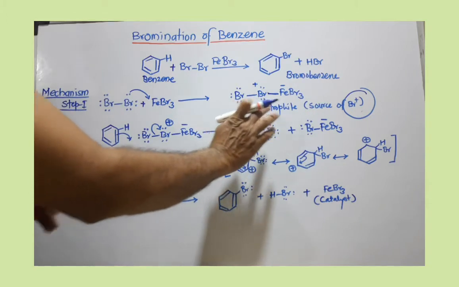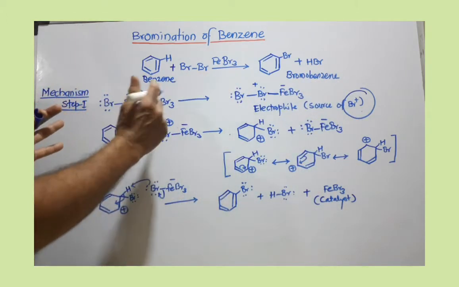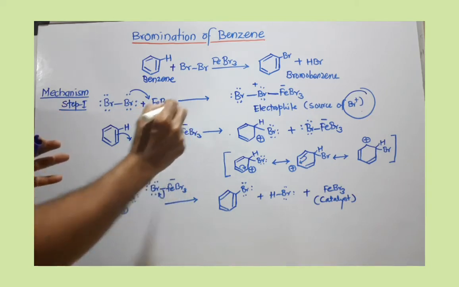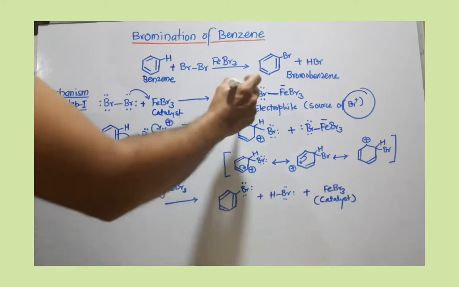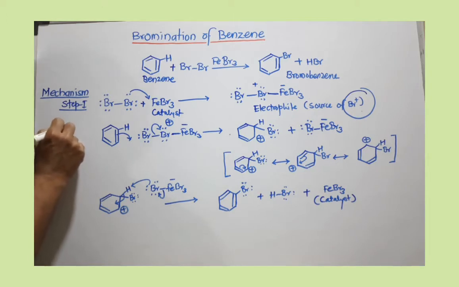So we can say this is the source of Br positive. This is our catalyst. The catalyst is used here in this first step to generate this electrophile. I hope you understood the first step. Now see here step 2. Step 2 is very, very important.